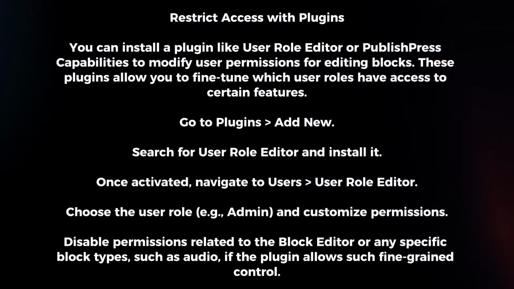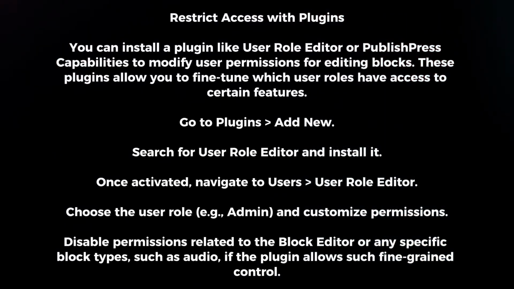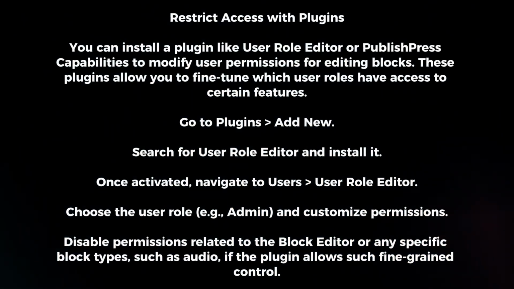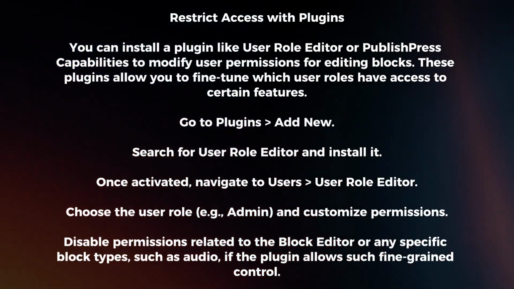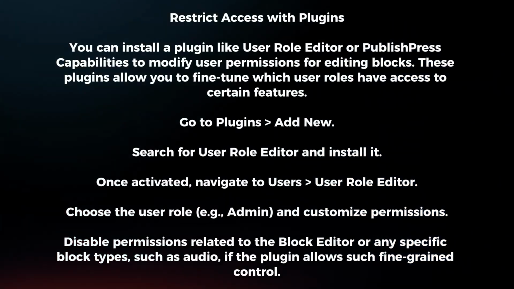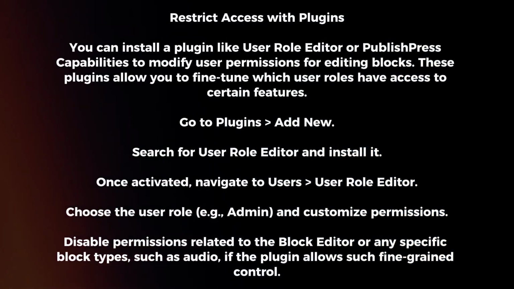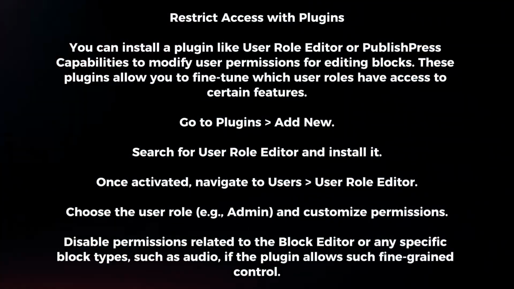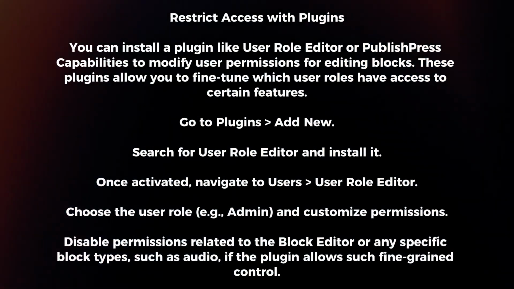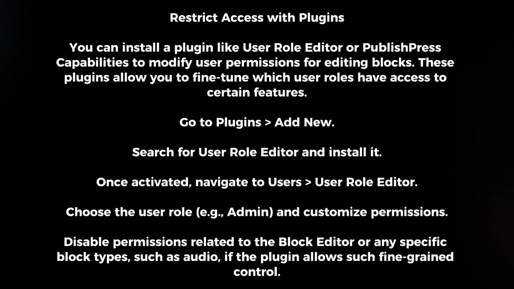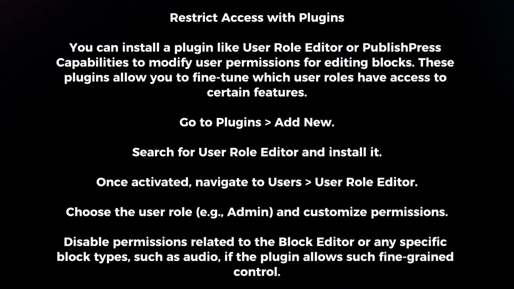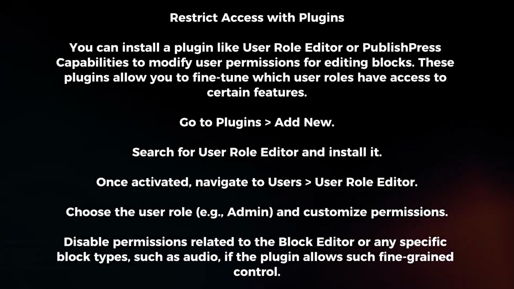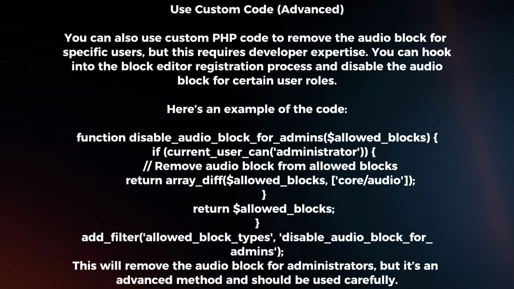Restrict access with plugins. You can install a plugin like User Role Editor or PublishPress Capabilities to modify user permissions for editing blocks. These plugins allow you to fine-tune which user roles have access to certain features. Go to Plugins, Add New, search for User Role Editor and install it. Once activated, navigate to Users, User Role Editor. Choose the user role and customize permissions. Disable permissions related to the block editor or any specific block types, such as audio, if the plugin allows such fine-grained control.